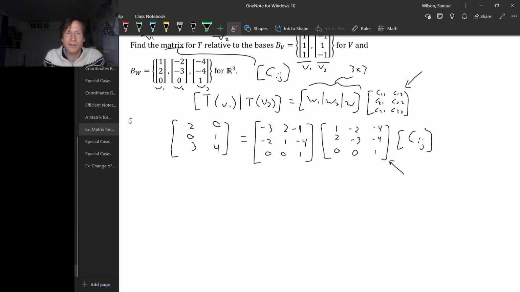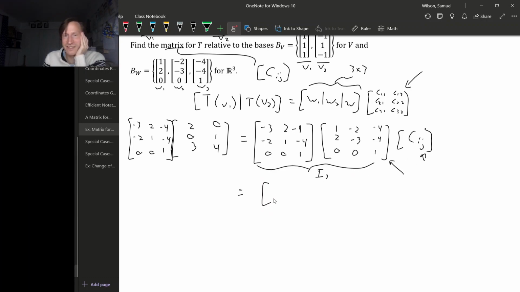So we need to multiply on the left by that on both sides. So minus 3, 2, minus 4, minus 2, 1, minus 4, 0, 0, 1. Okay, and then work this out. So on the right-hand side, these two matrices are inverses, at least unless I made some mistakes. These two matrices are inverses, so when we multiply them, we just get the 3 by 3 identity. So the 3 by 3 identity times this C matrix just gives us the C matrix.